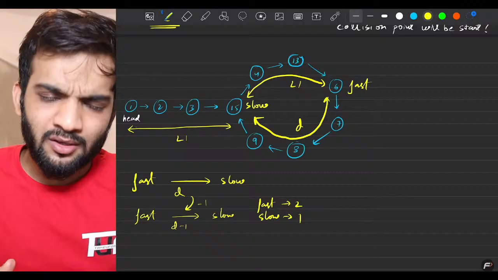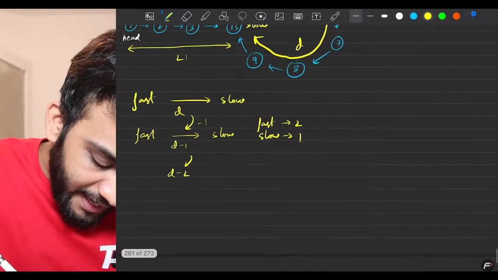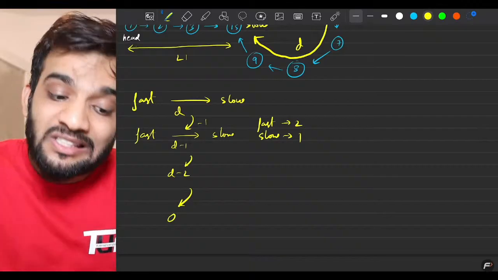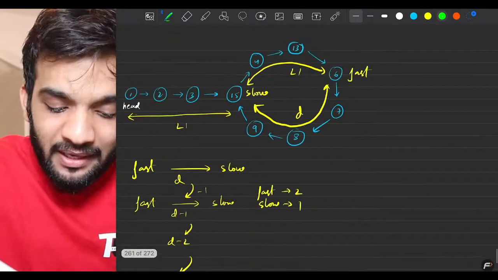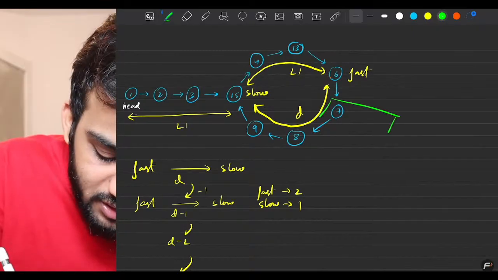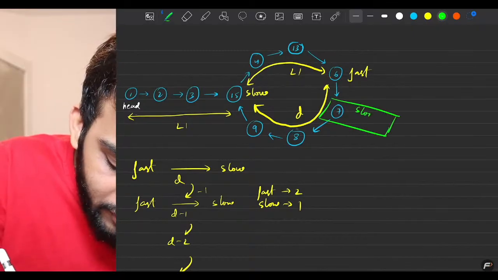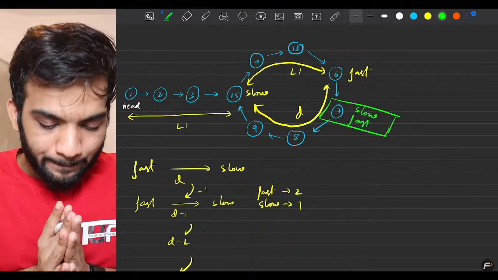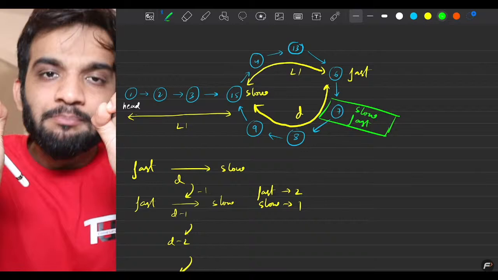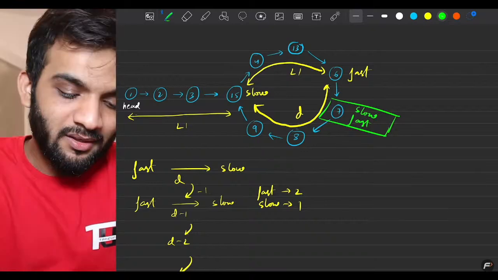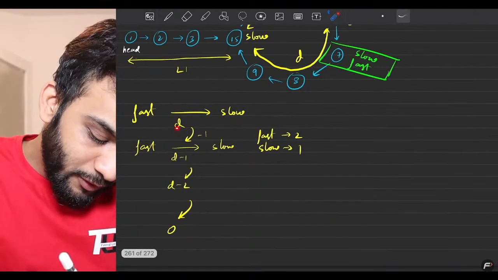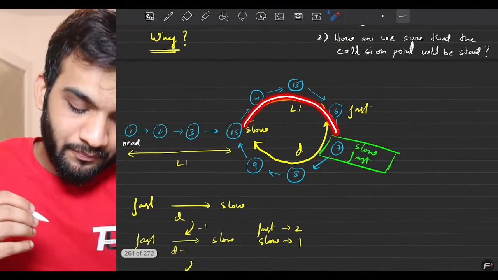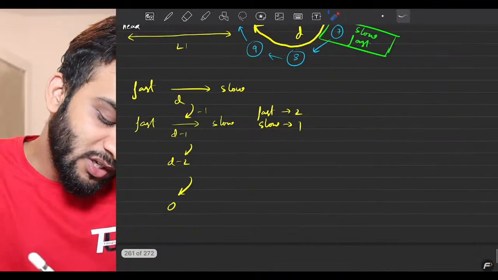So we will keep on doing this. It'll go to D minus 2, and eventually the distance between fast and slow will be 0. And that is the place where they will collide here. Yes, please mark it. They will collide here. Correct? Tell me one simple thing: till they collide, so basically from D to 0, this was the movement from here to here, right?